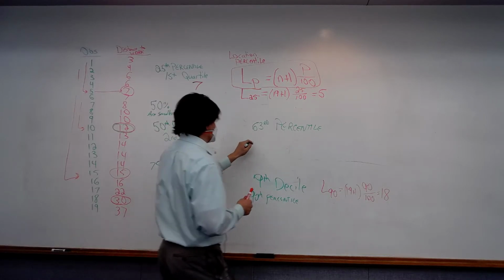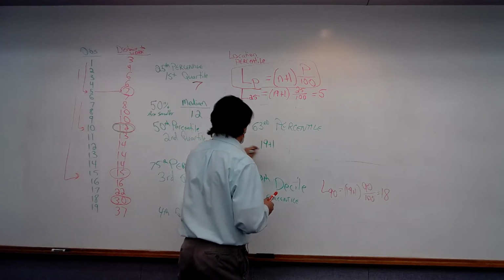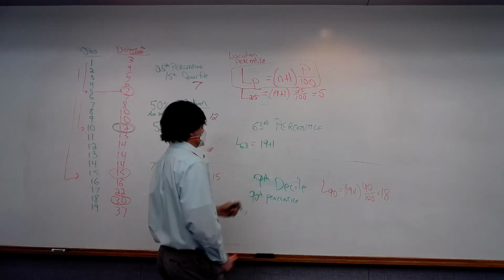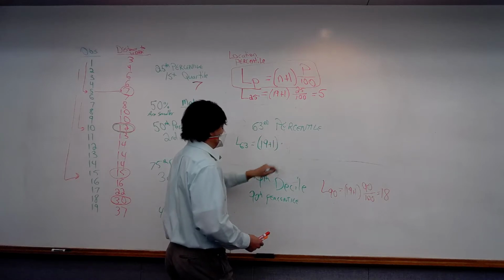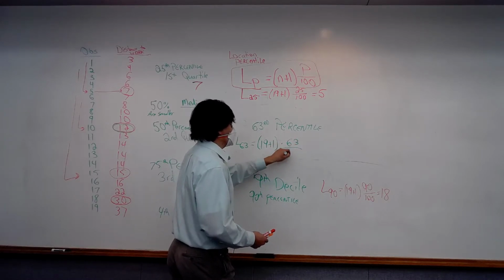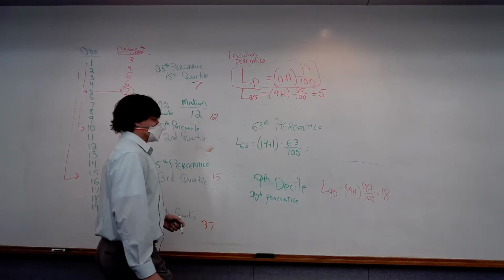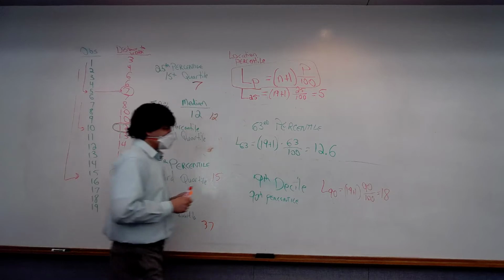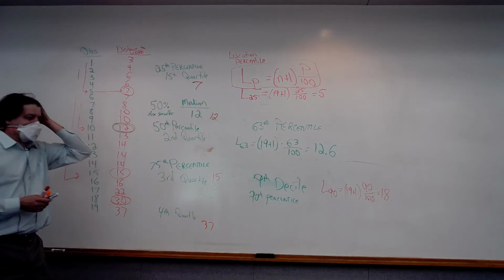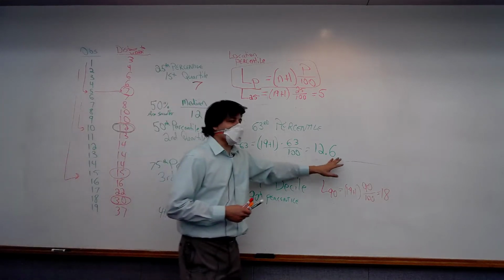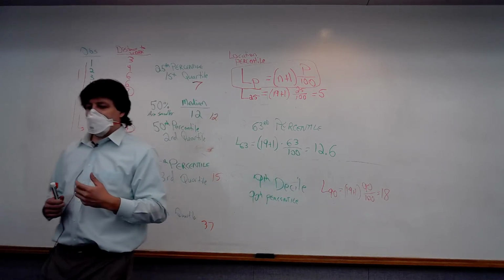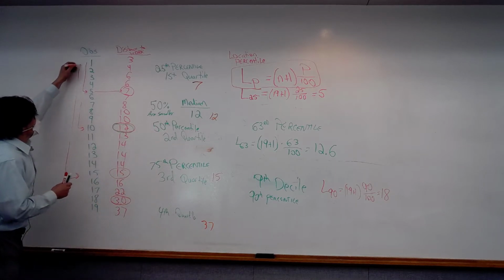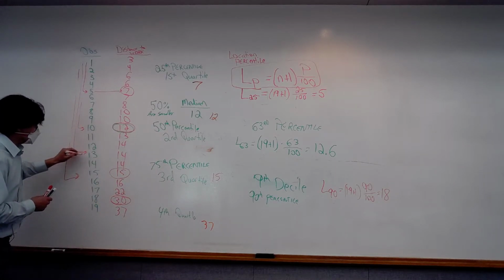Okay, what's the 63rd percentile? It's 19 plus 1, so this would be L63. 19 plus 1 times 63 over 100. That becomes what? 12.6. You can double check my math, but I think that's right. And so this is the 12.6th observation. That obviously is not right on a specific observation. So where is that? Well, let's look at our 12.6.